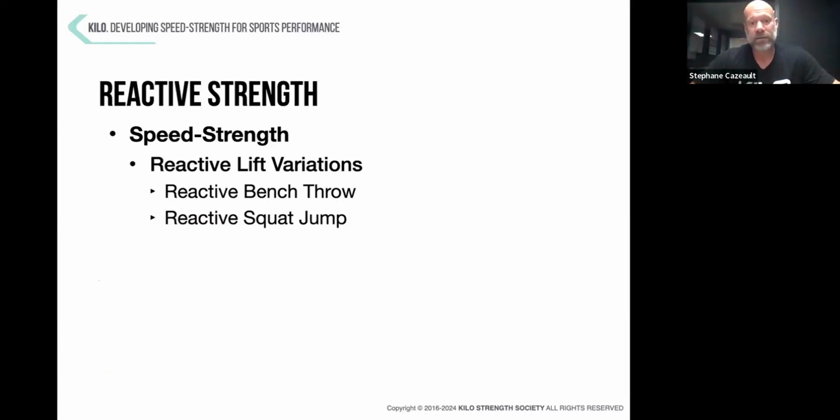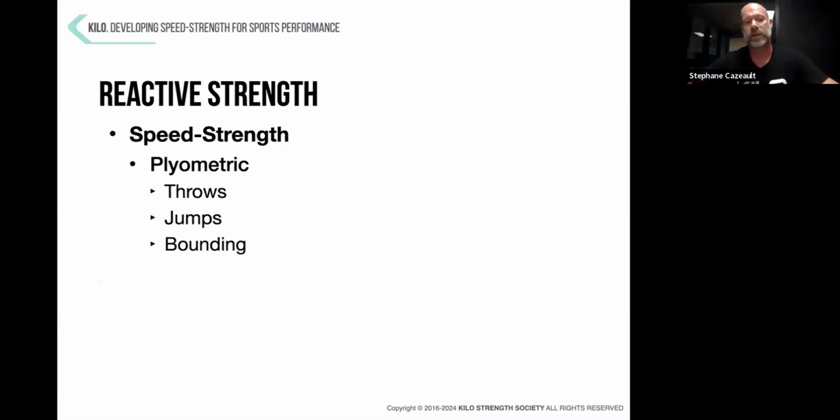And you can do reactive lift variations, so like reactive bench throws with a Smith machine, for example, or reactive squat jump where you have a barbell on your back, about 10% of your 1 RM, and you jump as high as you can, but then as soon as you touch the ground, you jump again. So you're looking for really short ground contact time. So this could be a good first introduction.